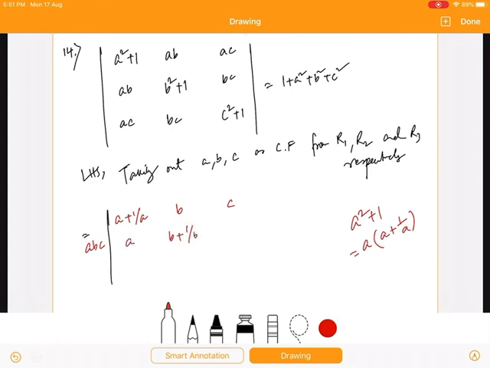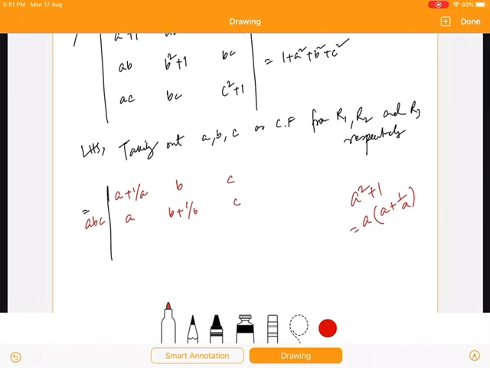Now if I take a common from here, B, C, A, B plus 1 by B. Then it will be C, C. Then A. Then B. Now tell me, what will my next operation be?